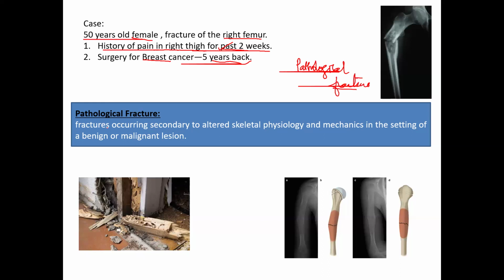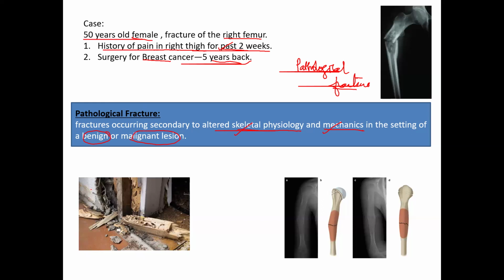So how will you define it? Pathological fractures are fractures occurring secondary to altered skeletal physiology. Either there is a change in the physiology of the skeleton or in the mechanics, that is, the strength of the bone. So it may be secondary to a benign or malignant lesion inside the bone.